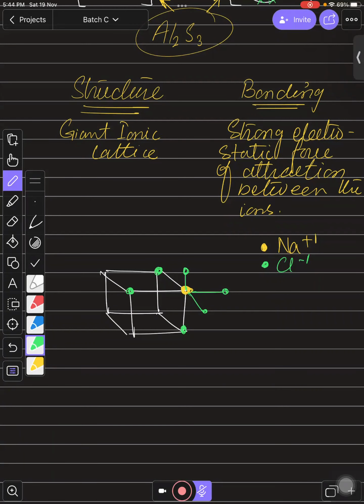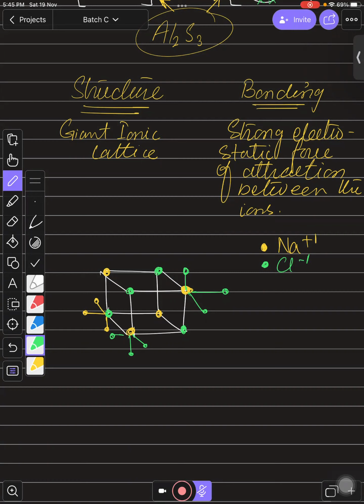And same as for chloride as well. If you focus over here, you will find positive over here, over here, over here. You will find positive over here and negative over here, right? Is that clear? In all these sides, you will find positive ions. So after every negative, we have 6 positive, and with every positive, we have 6 negative.